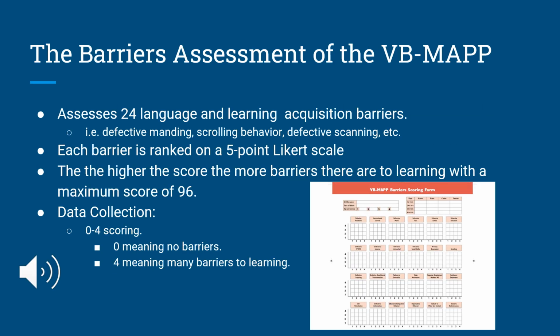Next, we're going to talk about the barriers assessment of the VB-MAP. The barriers assessment assesses 24 language and learning acquisition barriers. These are barriers to learning that make it more difficult for the child to acquire new skills. Each barrier is ranked on a 5-point Likert scale. The higher the score, the more barriers there are to learning, with a maximum of 96. For data collection, they can score anywhere between a 0 and a 4. A 0 means that this is not a barrier to their acquisition, and a 4 means that this is a heavy barrier to their acquisition of skills.